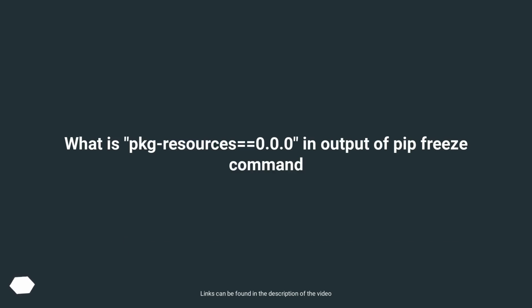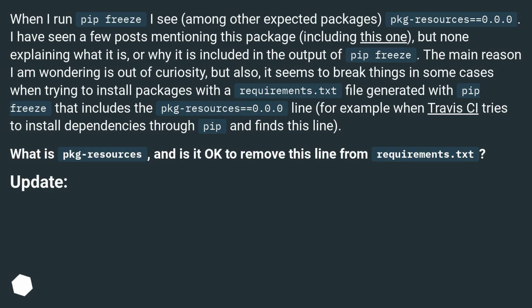What is pkg-resources==0.0.0 in output of pip freeze command? When I run pip freeze I see, among other expected packages, pkg-resources==0.0.0. I have seen a few posts mentioning this package, including this one, but none explaining what it is, or why it is included in the output of pip freeze.